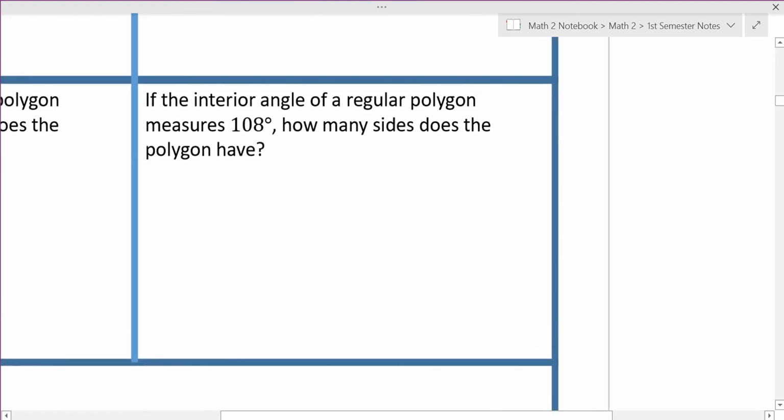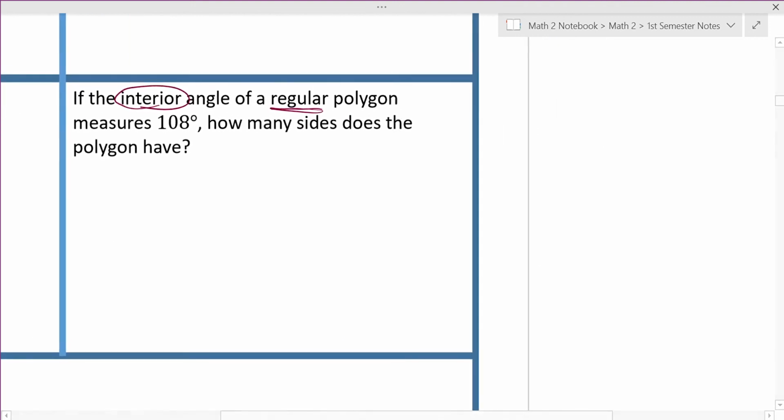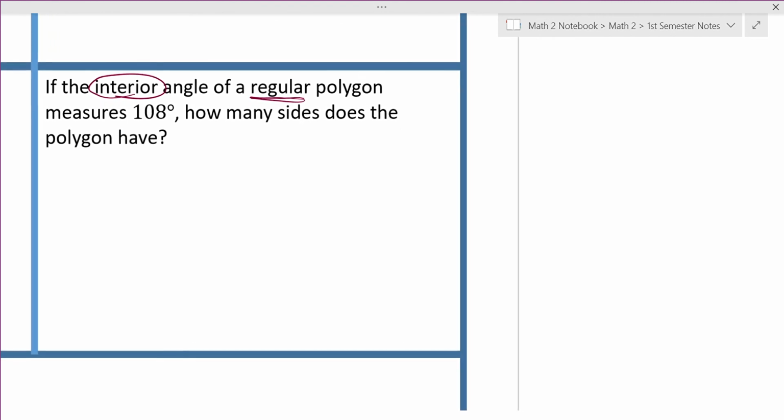And then last problem type here, kind of like the one we did before, but this one we're using an interior angle. So the interior angle of a regular polygon, now there's two ways to approach this problem, okay? I'm going to show you one way and then we'll do the other way in class. So we know that the interior angle here is 108 degrees. How many sides does the polygon have?